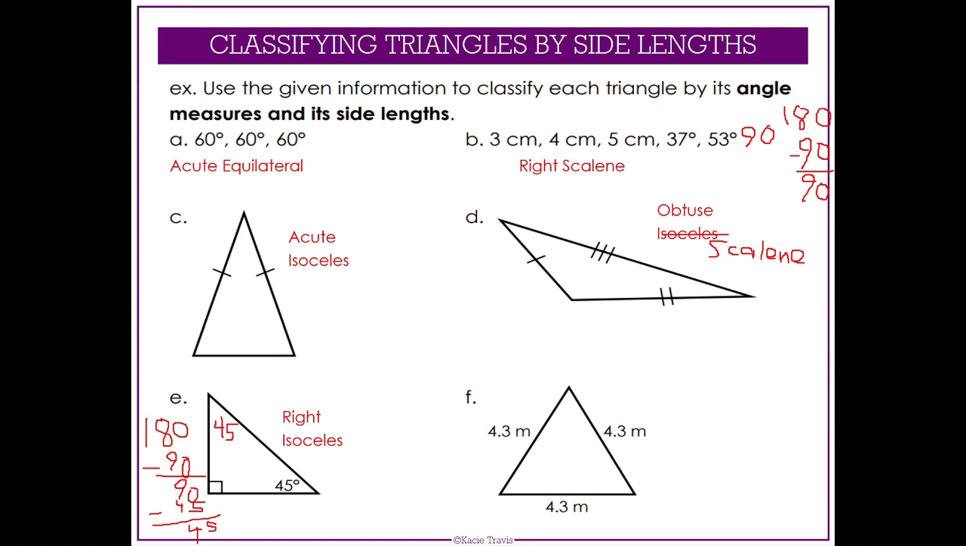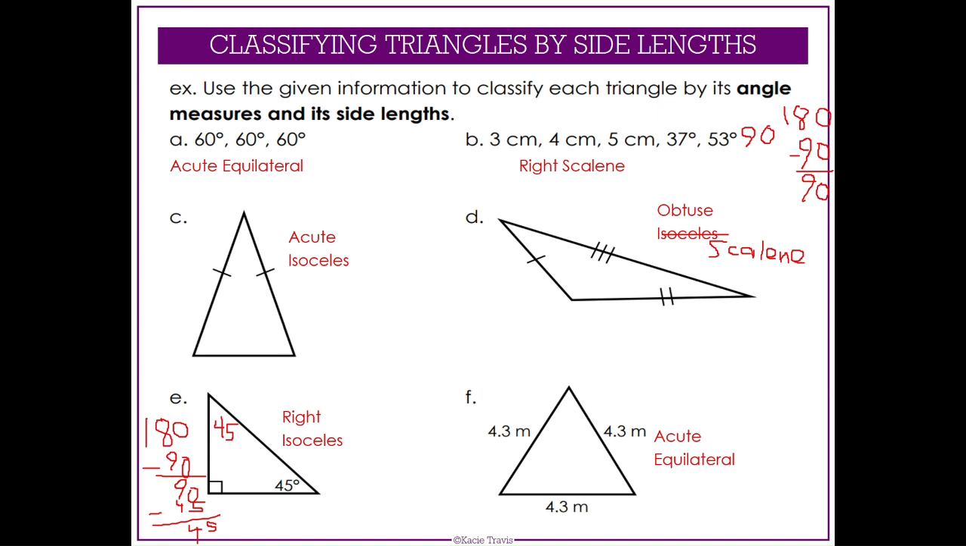And then for our final one, we see that there are three sides here, 4.3, 4.3, and 4.3. Since all of these are the same size, you can assume that the angles will also be the same size as well, which would make this an acute equilateral triangle.